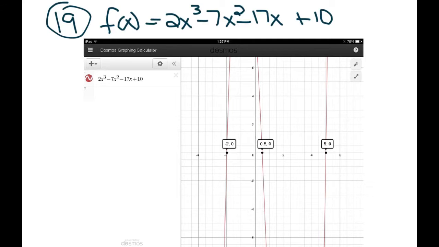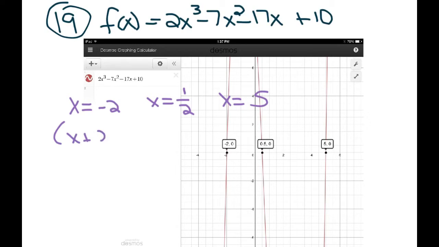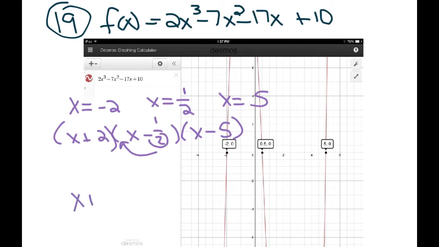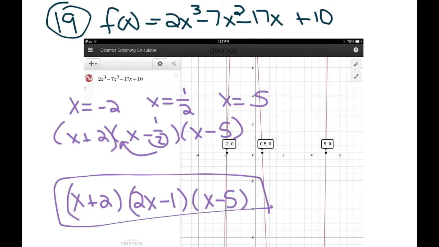So I graphed this on Desmos, and then I clicked where the intersects, or the x-intercepts were. So I found out the solutions are x equals negative 2, x equals 0.5 or 1/2, and x equals 5. Therefore, the factors are x plus 2, x minus 1/2, and x minus 5. But we don't like fractions, and all you have to do is take that denominator and write it in front of the x. So the factored form would be x plus 2, 2x minus 1, and x minus 5. And that's how I used the graphing calculator to help me factor.